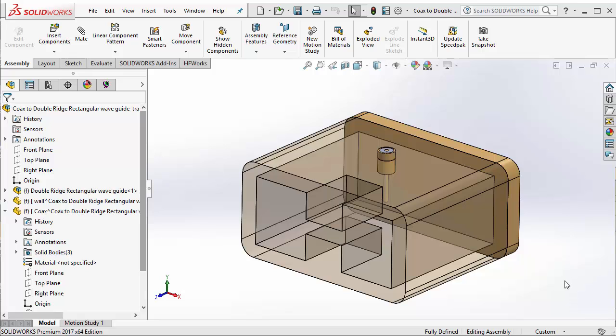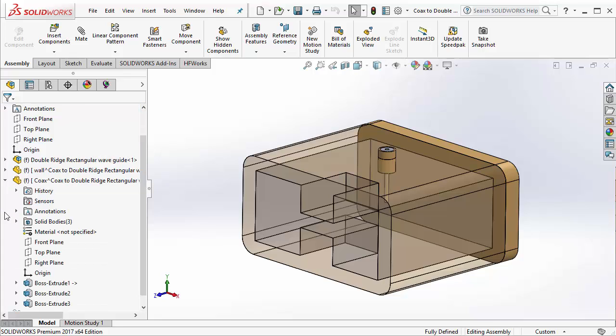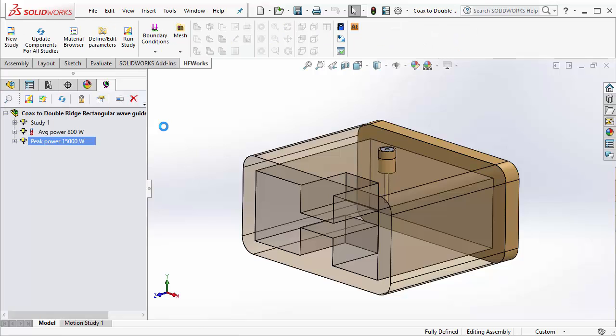What you see here is a coax to double ridge rectangular waveguide transition. This is designed using Solidworks, and now we will do a simulation using HFWorks. Notice that the model, the assembly designed in Solidworks, is ready for simulation right inside Solidworks using the HFWorks manager. HFWorks, as I mentioned earlier, is an add-in product to Solidworks. It's a gold certified add-in product that allows you to do simulations of your passive RF and microwave devices.